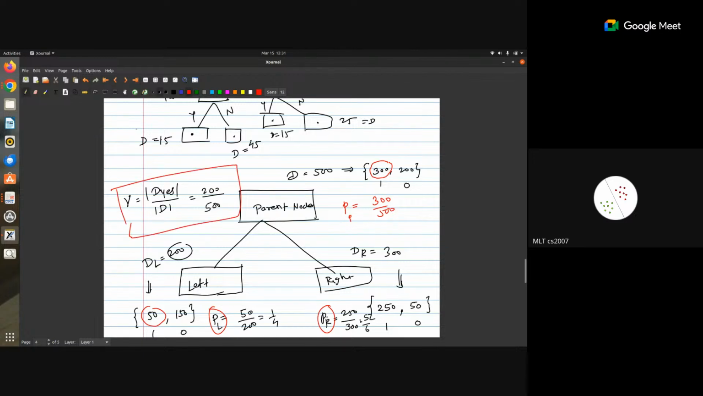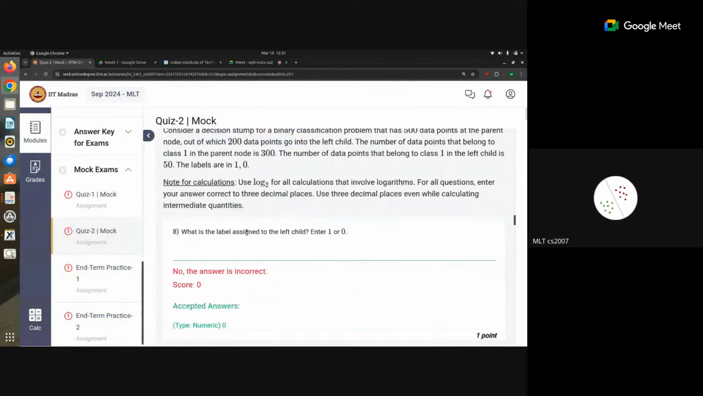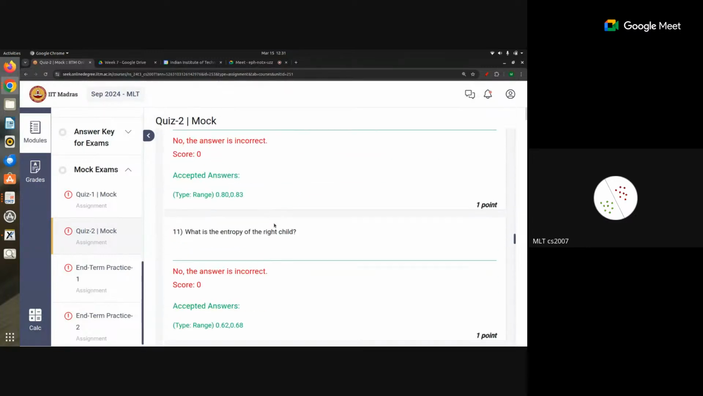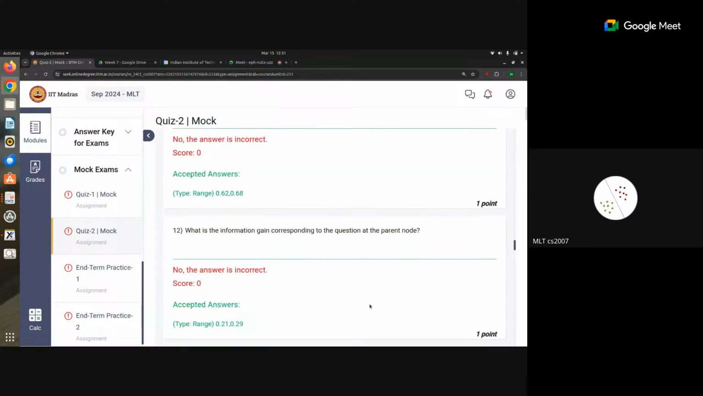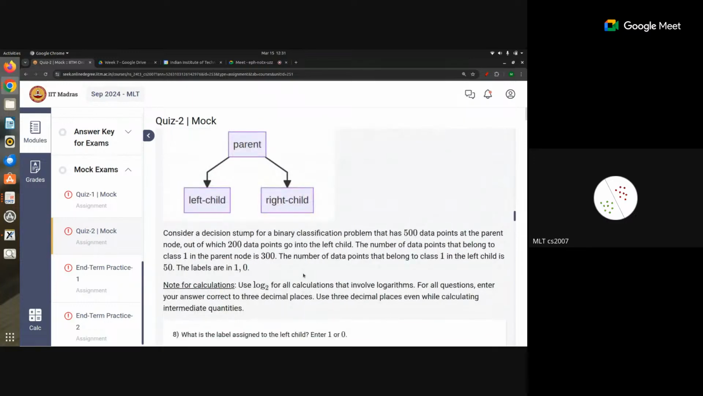Okay, I think you can be able to solve it now. I have answered, I think, all the other questions which are there. What is the entropy of the parent? What is the entropy of the left child? What is the entropy of the right child? And what is the information gain corresponding to the question at the parent node? Fine.